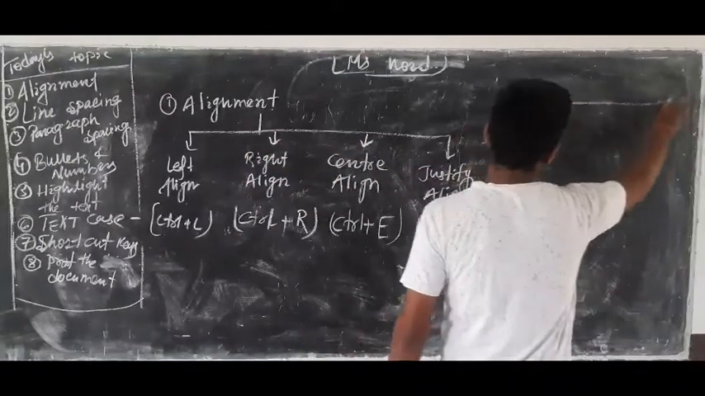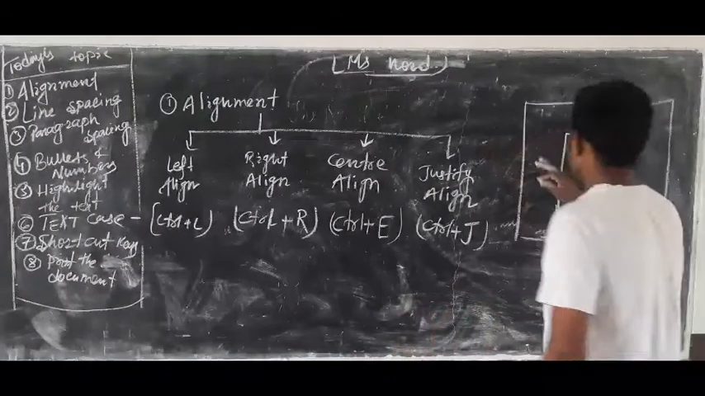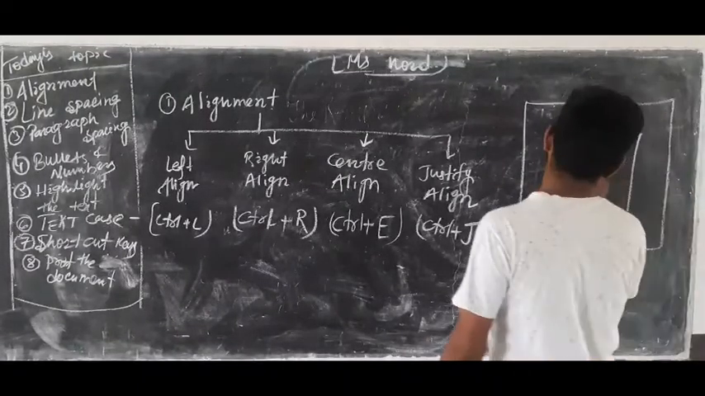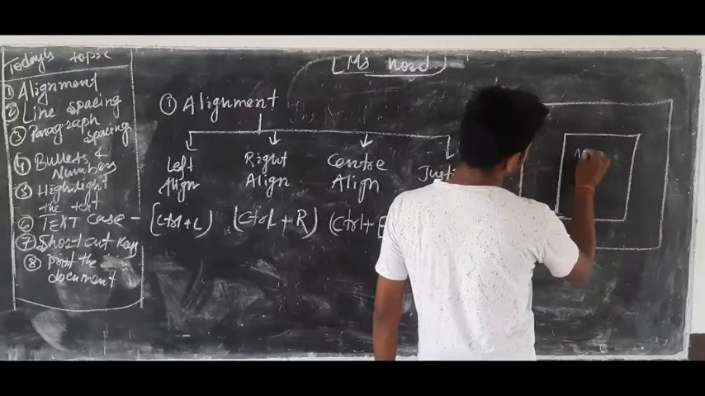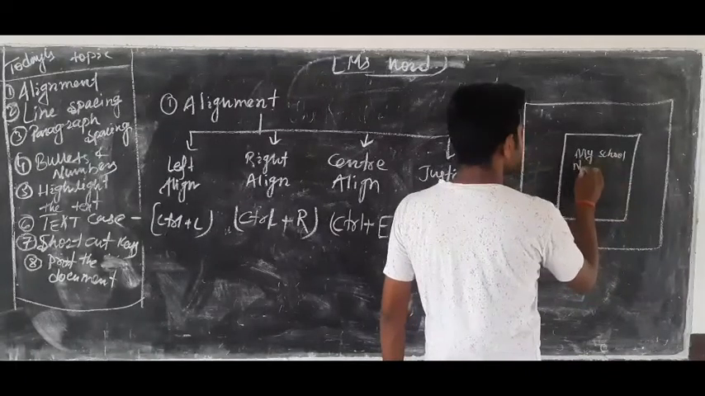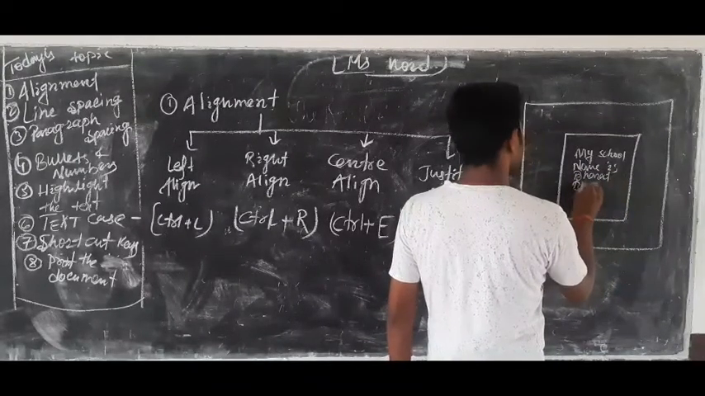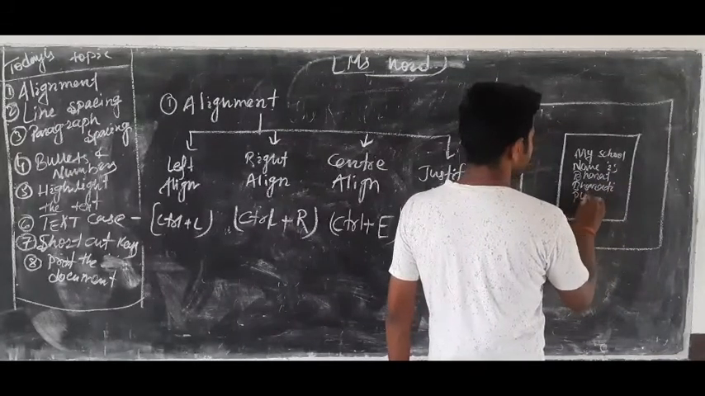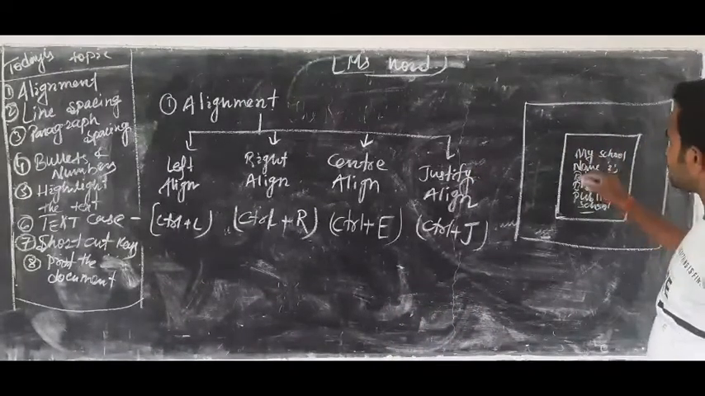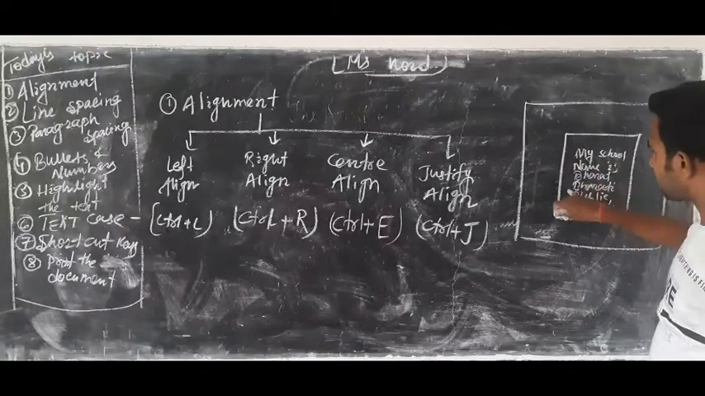Suppose this is your page. This is your monitor, this is your ribbon, this is the title bar, this is the left pane, this is the right pane. So if you start from here, I, school, Bharati public school. Maybe this is the text. So this one is located on the left side. This is the left alignment.